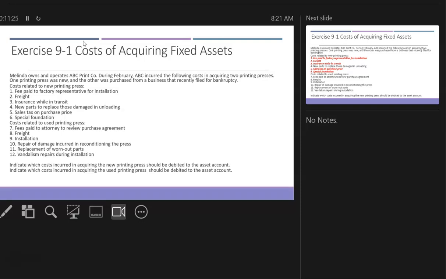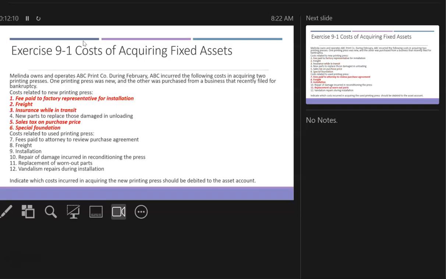Melinda owns and operates ABC Print Company. During February, ABC incurred the following cost in acquiring 2 printing presses. One printing press is new, and the other was purchased from a business that recently filed for bankruptcy. So the cost related to the new printing press: fees paid to the factory representative for installation, freight, insurance while in transit, new parts to replace those damaged in unloading, sales tax on the purchase price, and a special foundation.